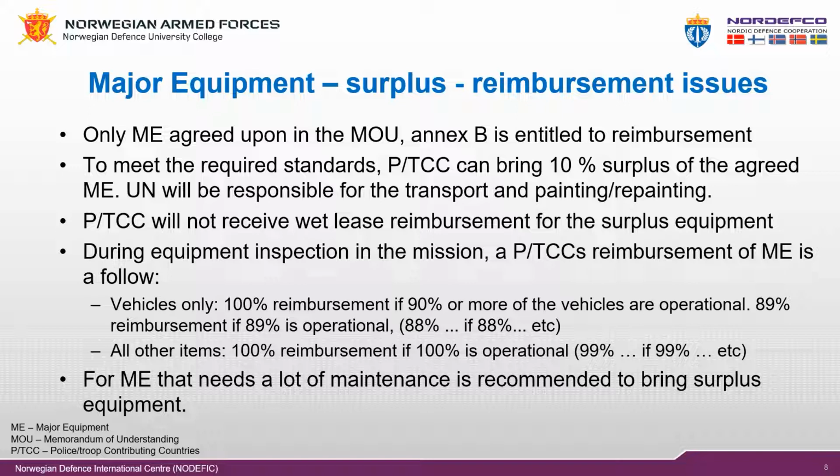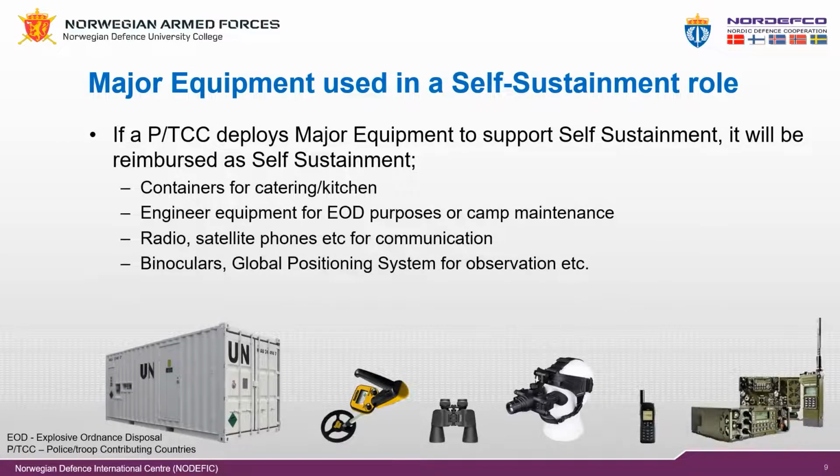Major equipment, and especially vehicles, need maintenance and may sometimes be non-operational over a longer time. This will reduce the reimbursement to the troop or police contributor. Bringing a 10% surplus or overstock of critical major equipment may keep 100% of that specific item operational at all times. Major equipment used as part of the support provided under the self-sustainment rate will not be reimbursed as major equipment, but will be covered by the self-sustainment rate.